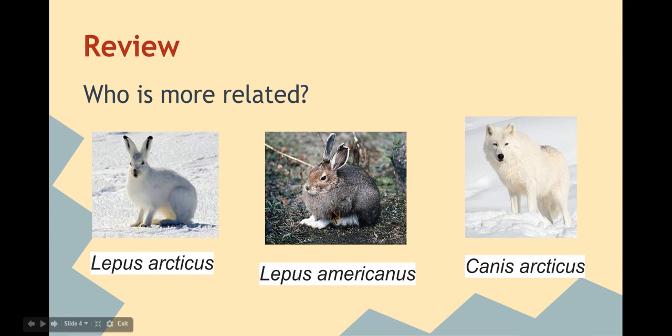So if we look back here, we see that our genus is the same for our rabbits, but our wolf is in the genus Canis, meaning that it is not related to them at the genus level. Just because they have the same species name, Arcticus, don't let that trick you. Arcticus is just used to describe the fact that they're Arctic animals, which is why they're all nice and white.